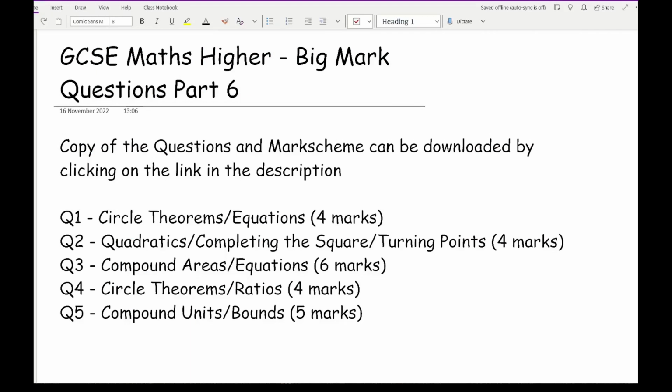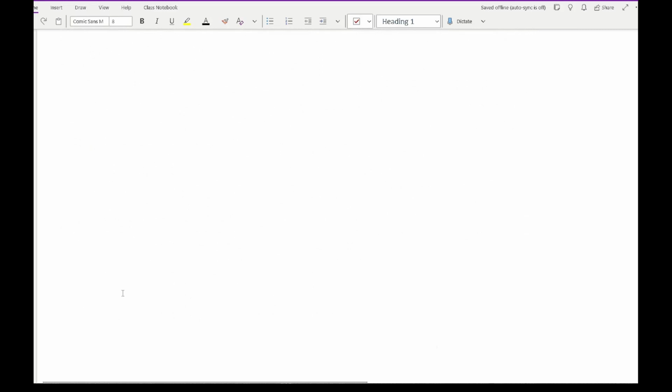Now before we get started working through these questions, it's important to note that if you see the 5 questions we're going to go through, a lot of the questions do have a combination of completely different topics. So looking at question 1, we've got a combination of knowledge of equations with circle theorems. Question 2 is less so, because it's about quadratics, completing the square and turning points. Question 3 includes compound areas and equations. Question 4, circle theorems makes a return, this time mixed in with some ratios, compound units and bounds. So let's get started on question 1.